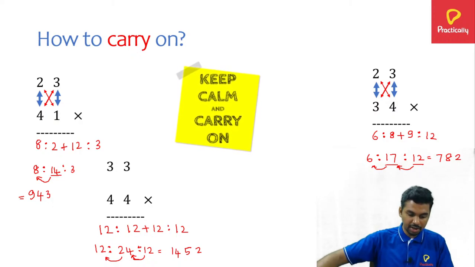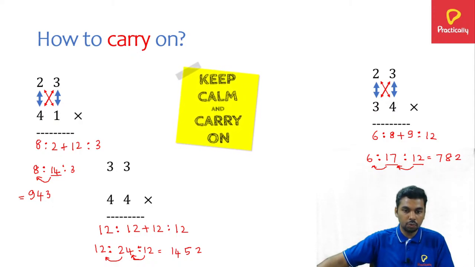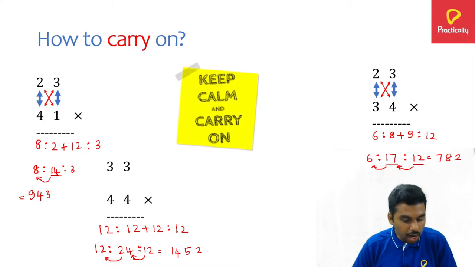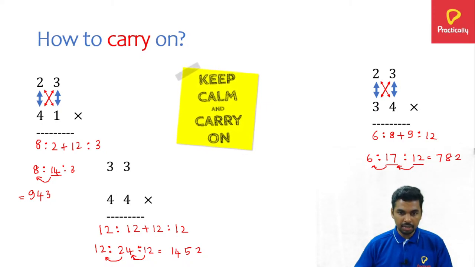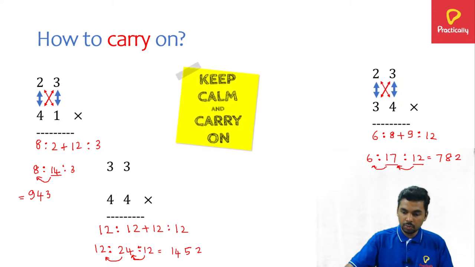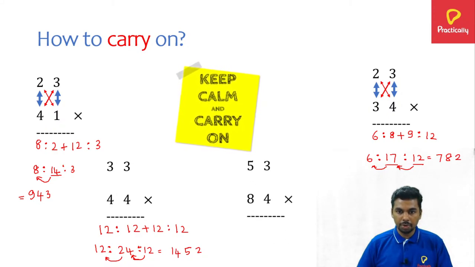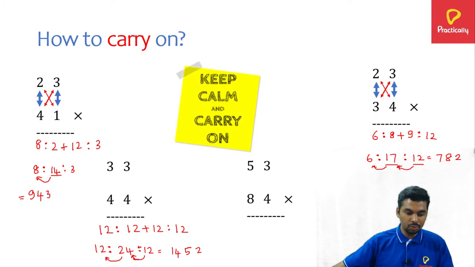So Manvita, you are right. 1452 is the answer. 1452. Others also, Nidhi and Bhuvan, you are also right. All right, everybody is comfortable with doing this. So let's verify that using one last problem. 53 multiplied by 84. This will be slightly difficult. I'll give you 1 minute this time. So your time starts now.